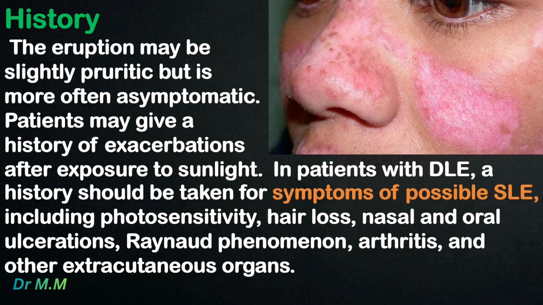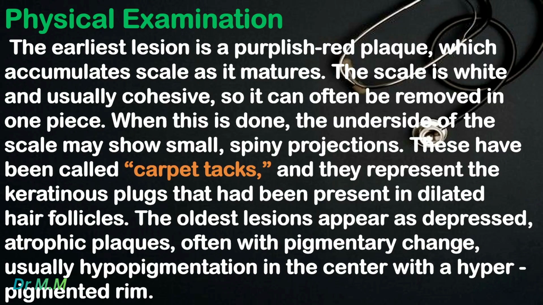History: the eruption may be slightly pruritic but is more often asymptomatic. Patients may give a history of exacerbations after exposure to sunlight. In patients with Discoid lupus erythematosus, a history should be taken for symptoms of possible systemic lupus erythematosus, including photosensitivity, hair loss, nasal and oral ulcerations, Raynaud phenomenon, arthritis, and other extracutaneous organs.